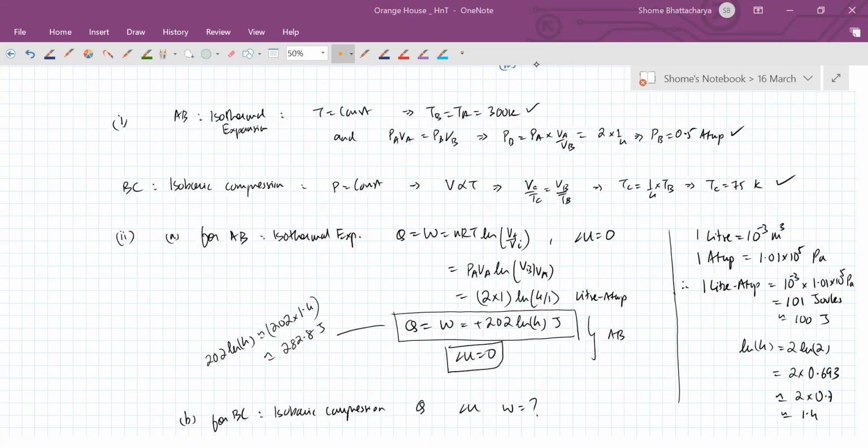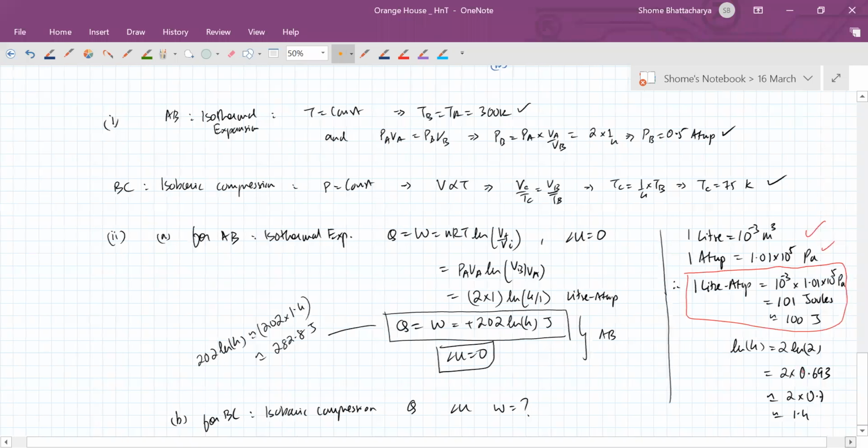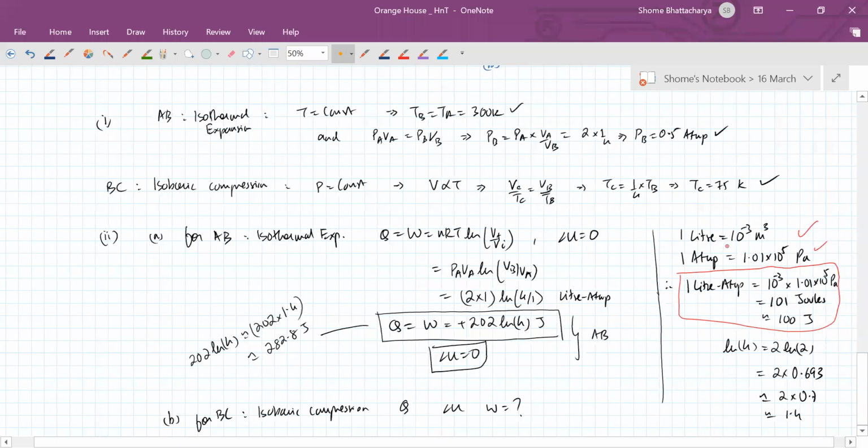Yeah, Rahil, see, this is how we have got 202 joules. 1 liter atmosphere is 100 joules or 101 joules, or we can approximate that as 100 joules. So this is how we get that. Understood better?